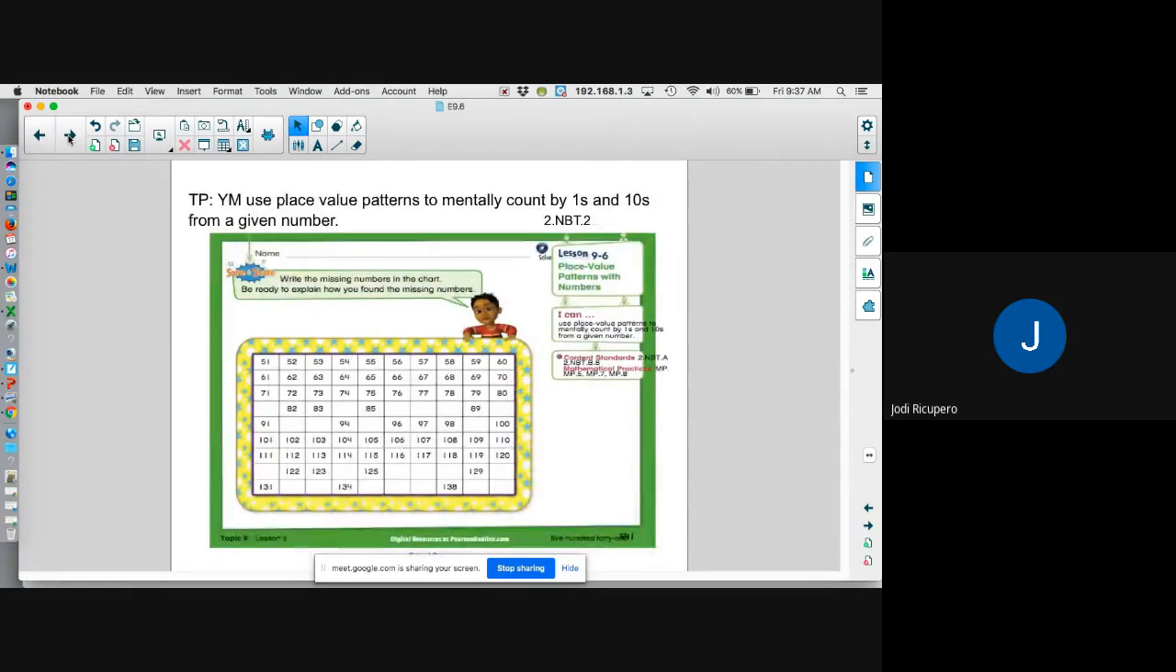Please turn to page 541 in your workbook. Write the missing numbers in the chart. Be ready to explain how you found the missing numbers. Today, we're going to use place value patterns to mentally count by ones and tens from any given number. Please fill in the empty spaces on the chart. Press pause so that you could fill it in.